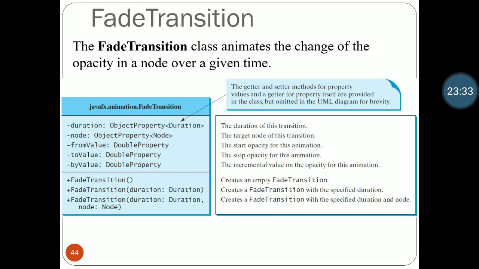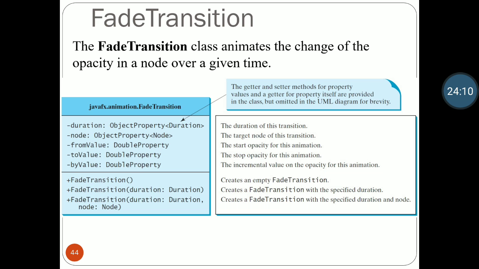Next is FadeTransition. The FadeTransition class animates the change of the opacity in the node over a given time. That will have properties like duration, that will be the duration of the transition. Node, that will be a target node of the transition. FromValue, that will be the start opacity of the animation. ToValue, that will be the stop opacity of the animation. ByValue, that will be the incremental value of the opacity of the animation.